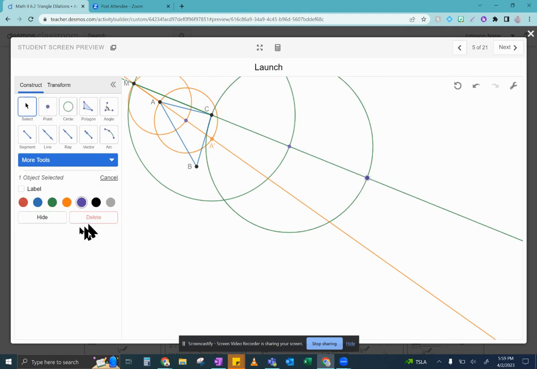Then we're going to make another point right here, and we're going to make it green because everything would be C prime, and label it C prime. Okay. Prime means apostrophe. That's how we call them in math.